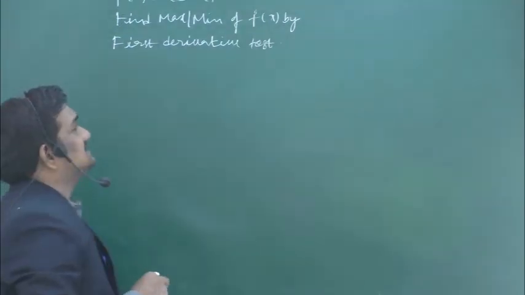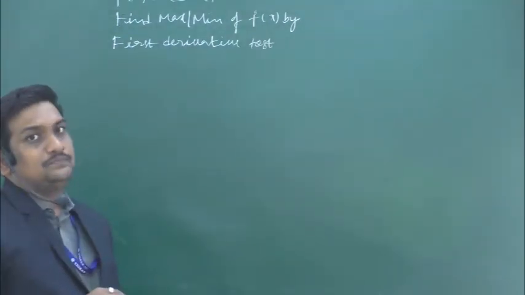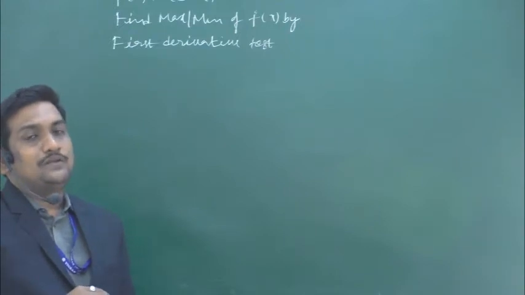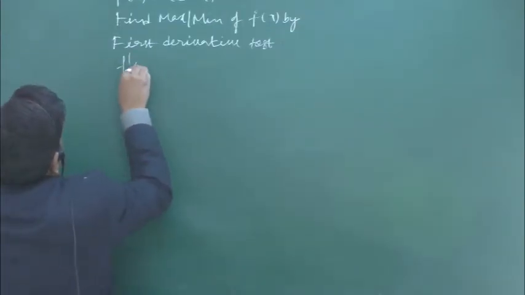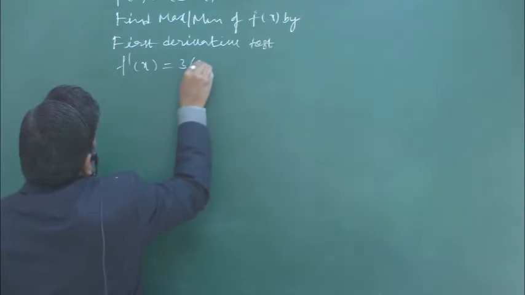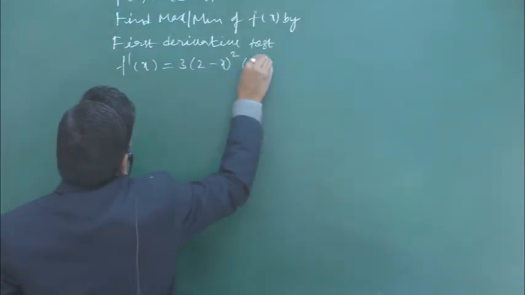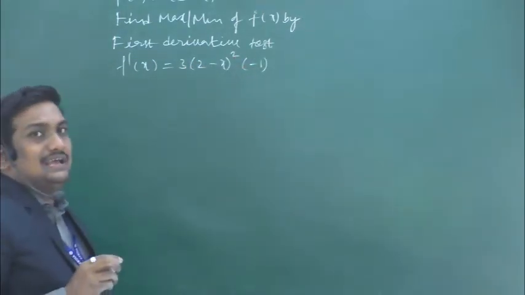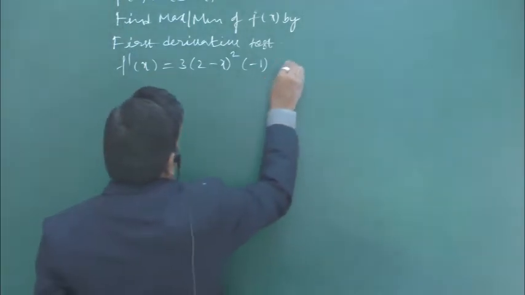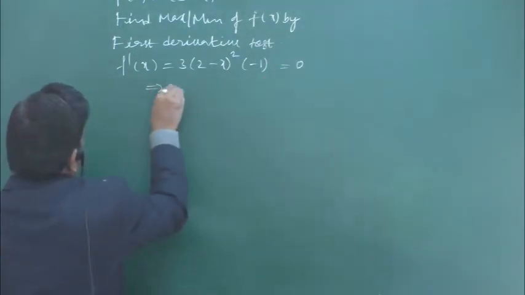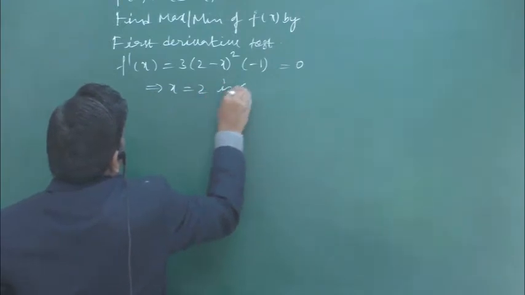The function is f of x equals (2 minus x) whole cube, and you need to find the maximum or minimum for this function by using the first derivative test. Let us start with f dash of x. So this is 3 into (2 minus x) whole square, and the internal derivative is minus 1. Let us equate it to 0. Now we will get the x value as 2, and 2 is the critical value.